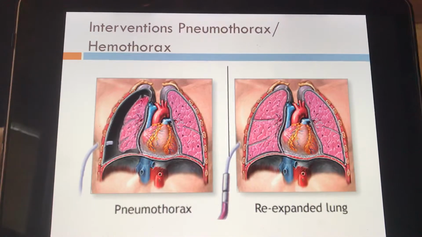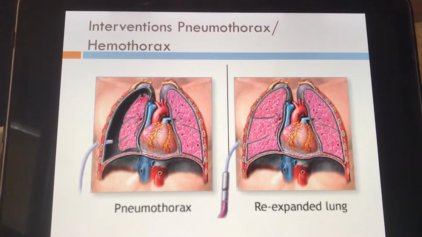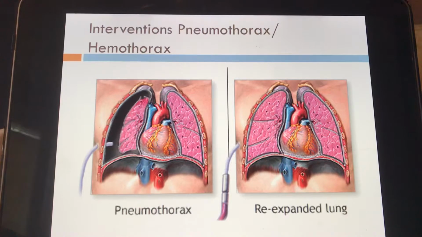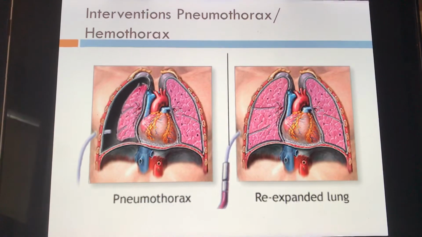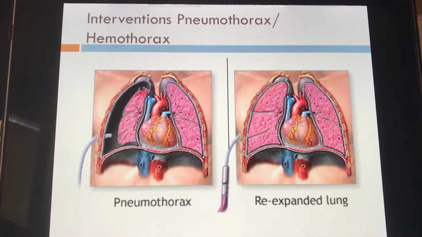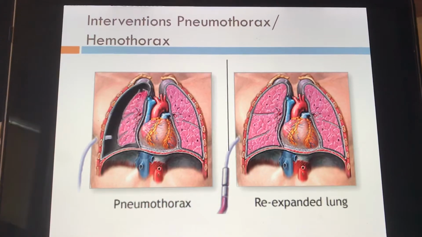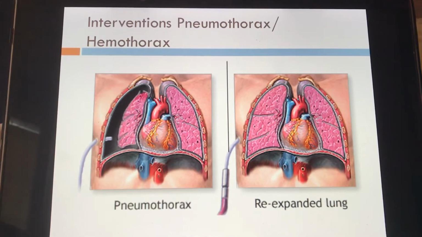So what are some interventions? How do you help your patients with these conditions? With pneumothorax and hemothorax, the main help is to insert a chest tube. This chest tube is going to be inserted in the fourth intercostal space. And for pneumothorax, you're going to see it attached on the other side to a water seal, and this will help reinflate the lung. For hemothorax, the chest tube is going to be more focused on removing blood and preventing infection.